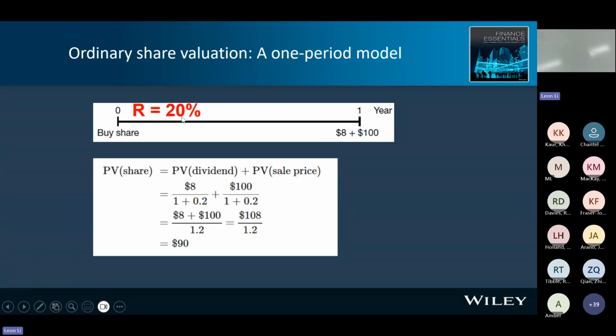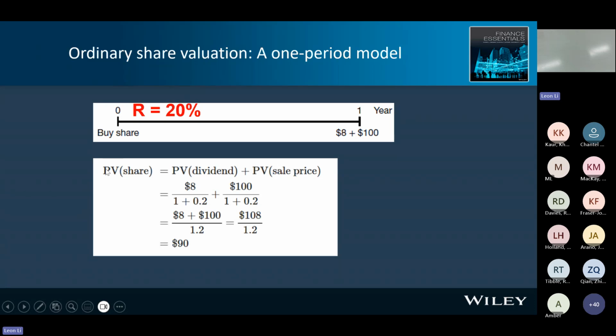All right. So you can see the 3-step process. First, estimate the cash flow. Right? We estimate dividend is $8, and the price at year 1, $100. Step 1. Step 2, determine the required rate of return, 20%. We give you the value directly, but you know, in practice, we can use the capital model to determine the required rate of return, right? This is our second step.